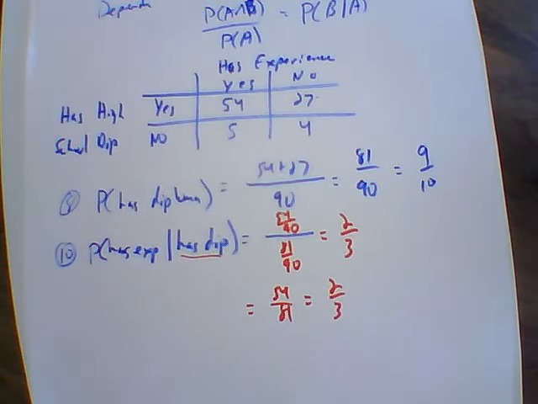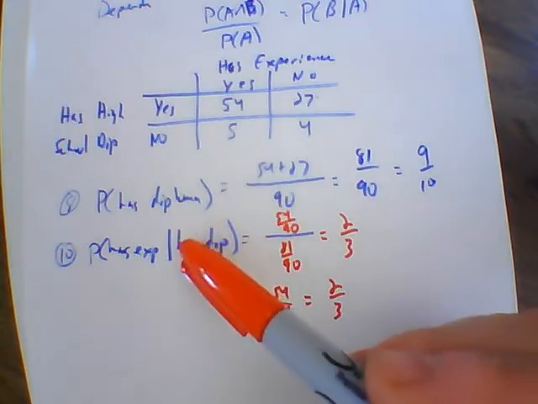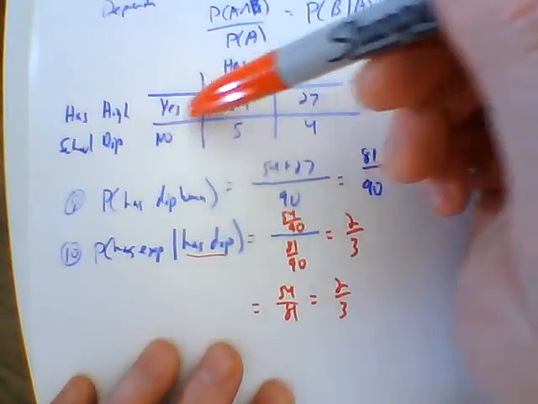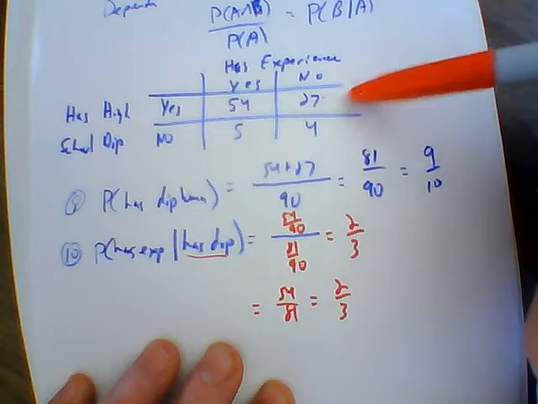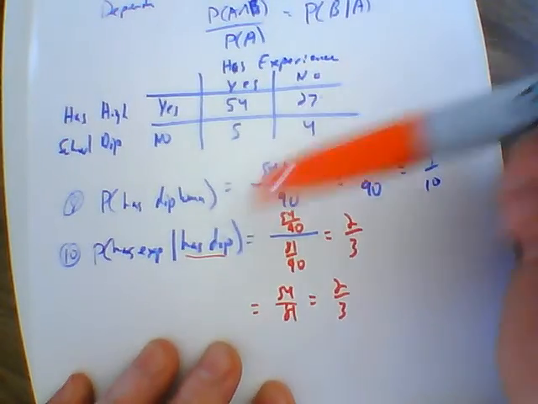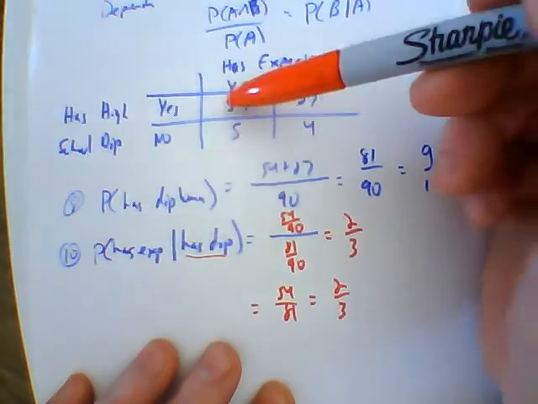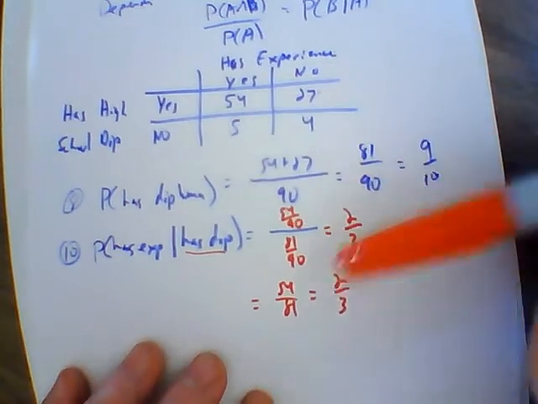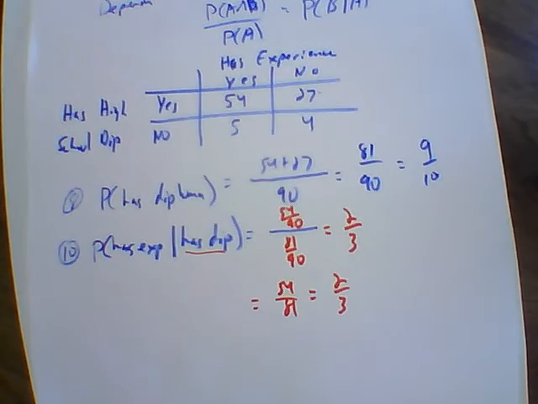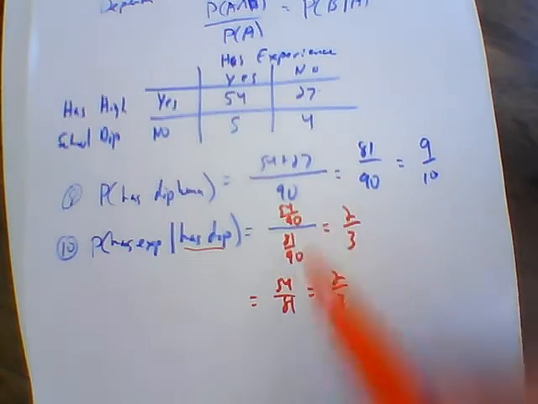54 over 81. Okay, so when we're given a table, sometimes we can think, oh, we want a diploma, so that means we're looking at this line right here. Well, there's a total of 90 on this line. Oh, we also wanted to have experience. 54 out of that 81 have that experience. That's kind of how the table works, but it's not always easily done, so sometimes we have to apply this formula.